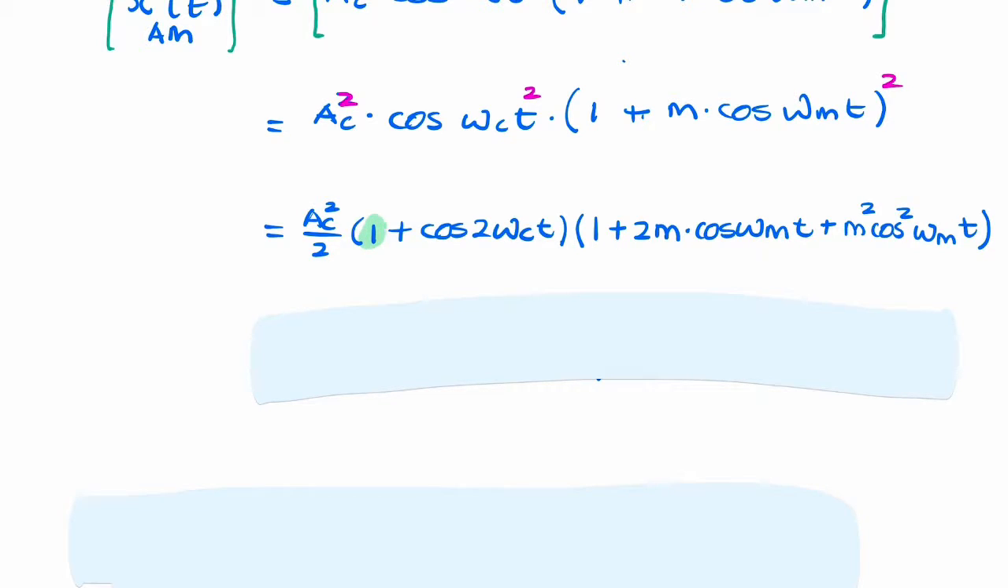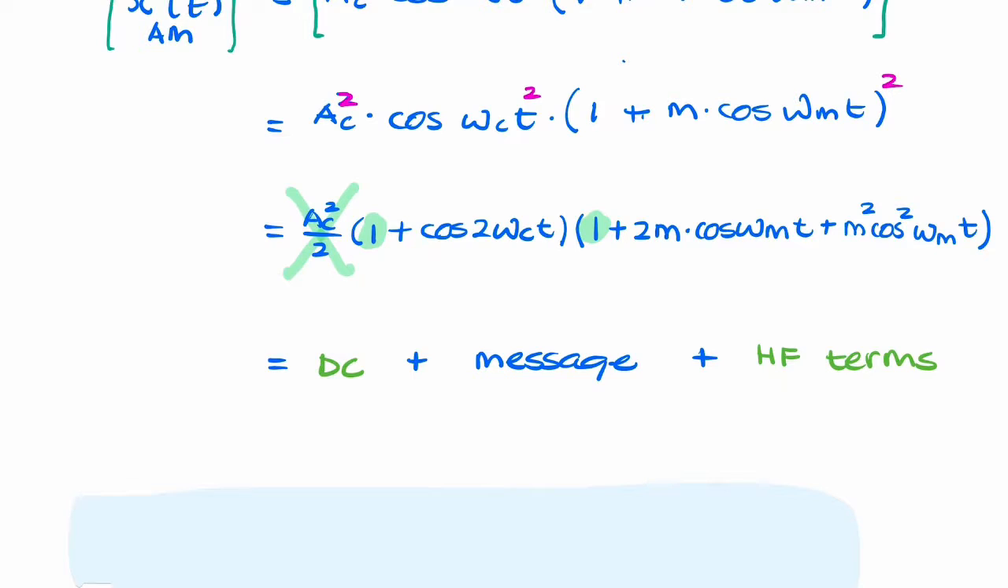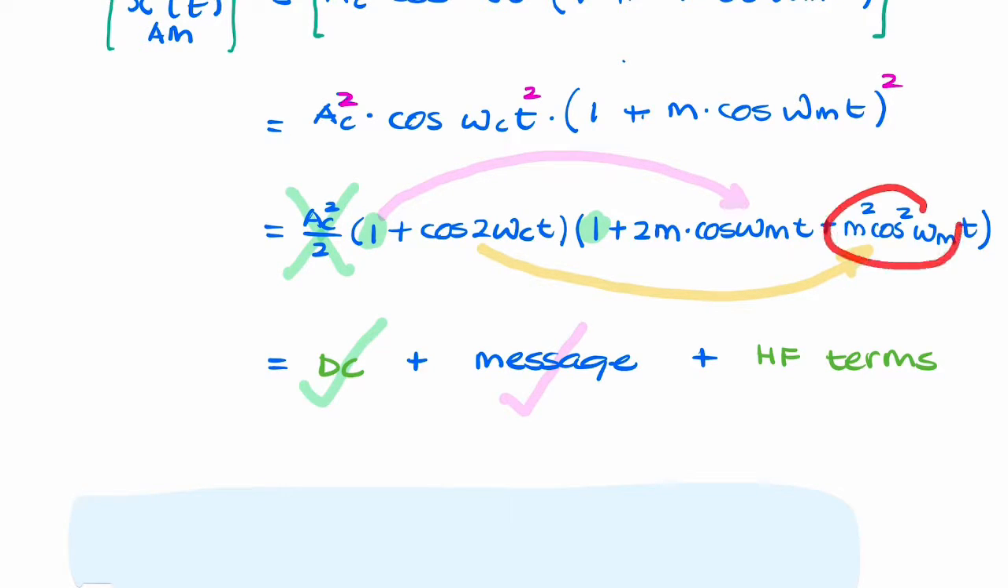If you open out the brackets and multiply that through, you'll see that if you multiply the constants, never mind this, that's just a scale factor, you'll get a DC term. So that's your DC term there. And if you multiply 1 times the cosine omega m t, that's actually your message. That's what you're looking for. So that's your message term. And then finally, when you multiply your cosine times cosine, you're going to end up with high frequency terms.